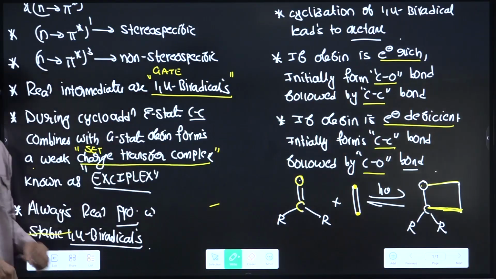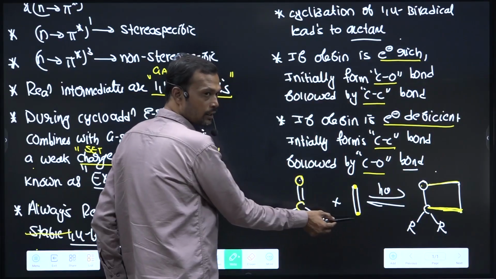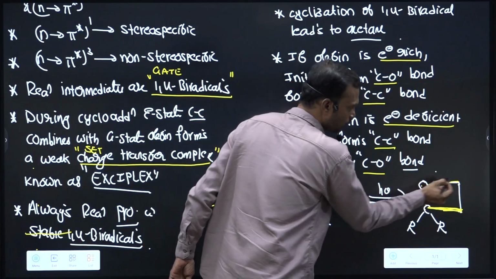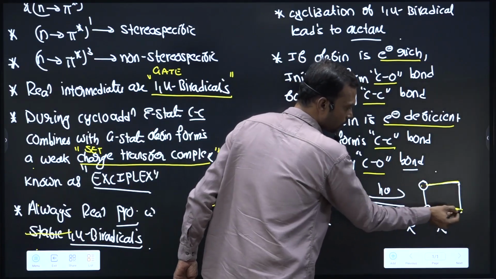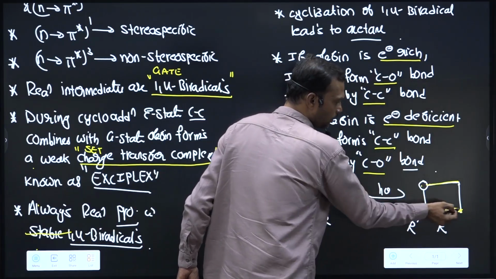Clear? So the answer depends on the olefin. Olefin may be electron rich or electron deficient. If it is electron rich, apply this point: first this bond, CO bond, later on CC bond. If it is electron deficient, CC bond first, later on CO bond.